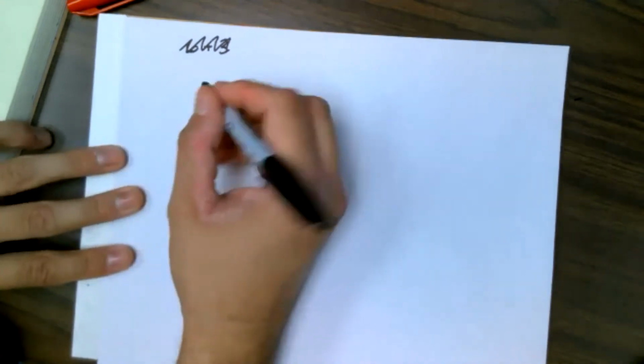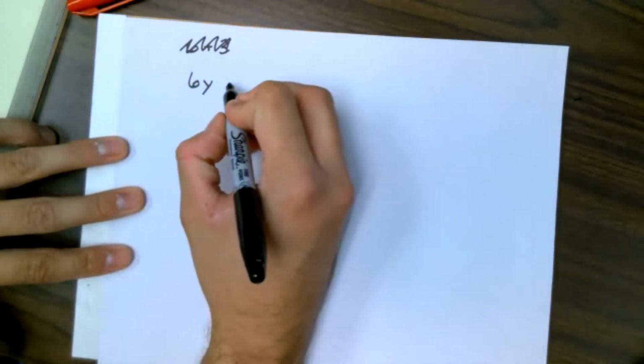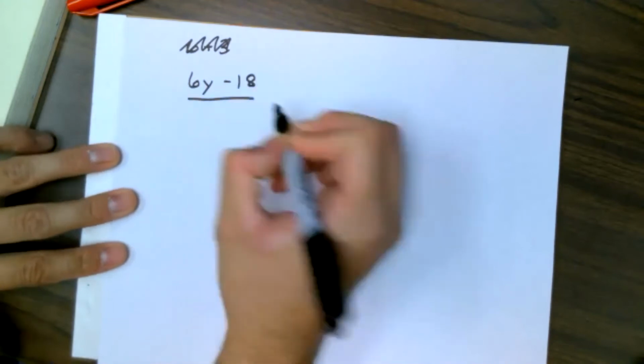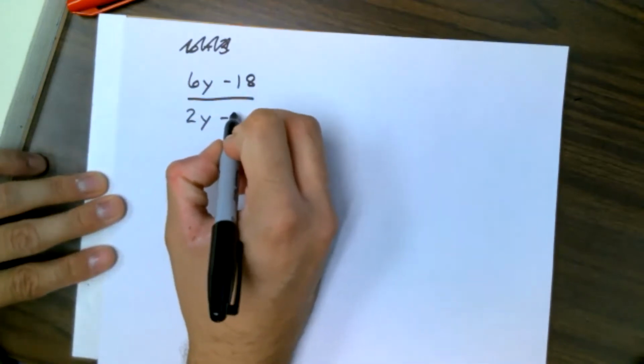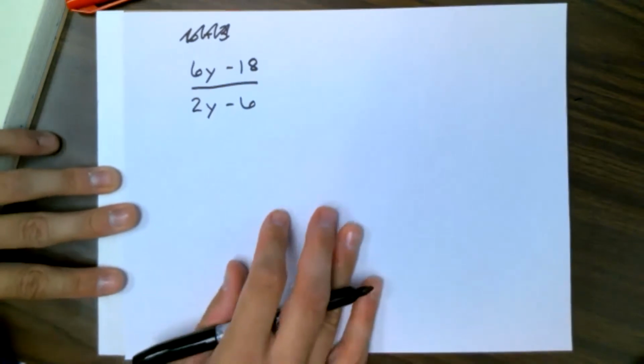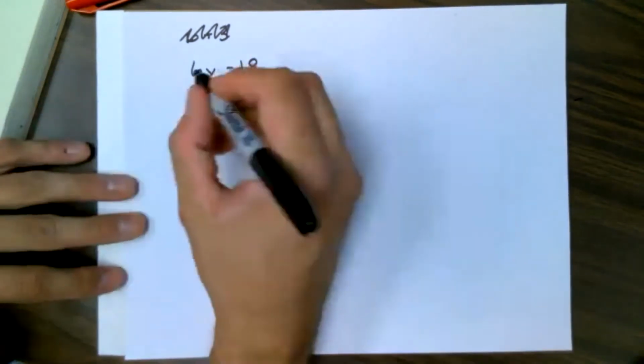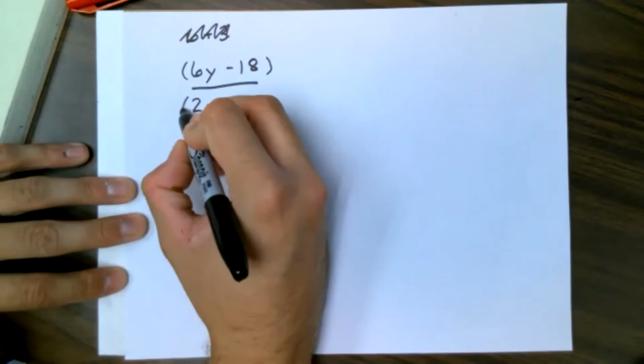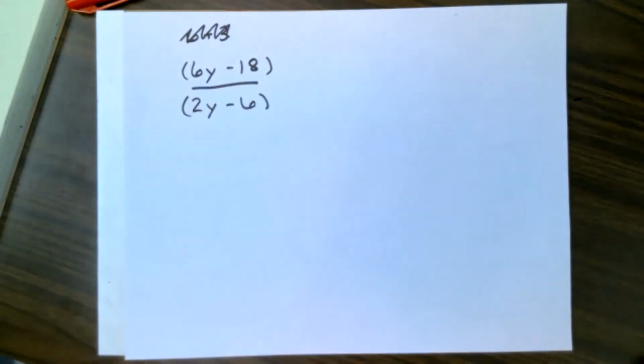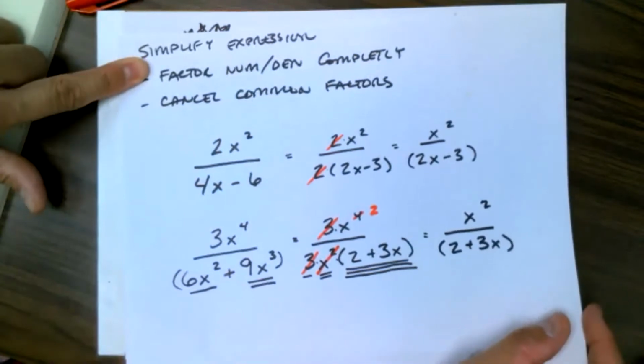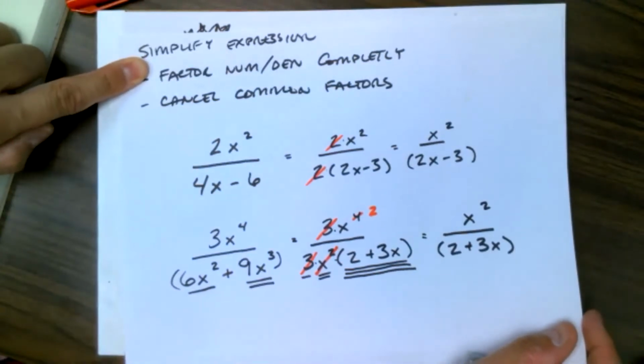Okay, yeah. Let's say we've got (6y minus 18) over (2y minus 6). So again, the very first thing I'm going to do before I do anything is put parentheses around the numerator and the denominator, okay? It groups them together and lets you know, hey, I need to focus on each of those groups first before I simplify in the end. Because remember, let's go back to this. Step 1 is factoring the numerator and denominator completely, right?